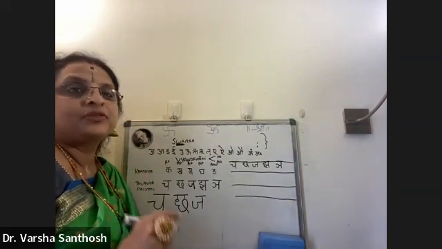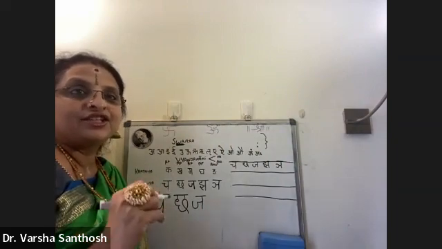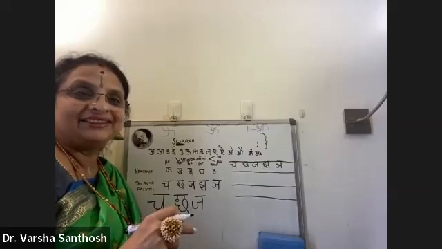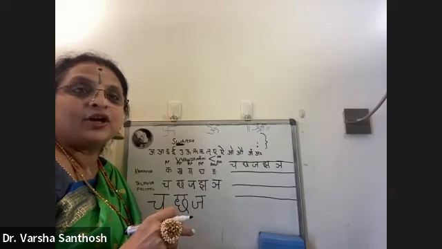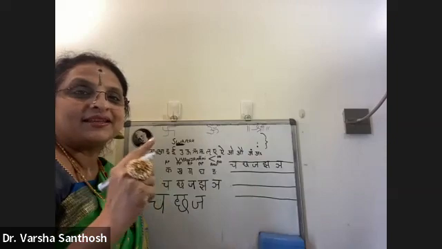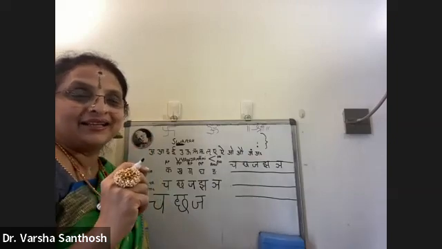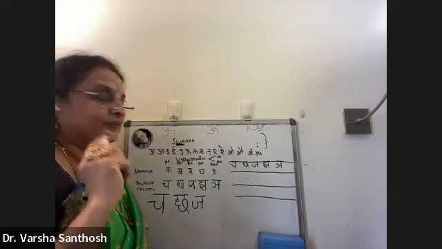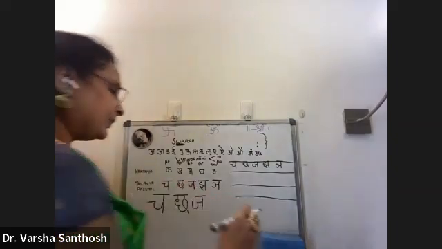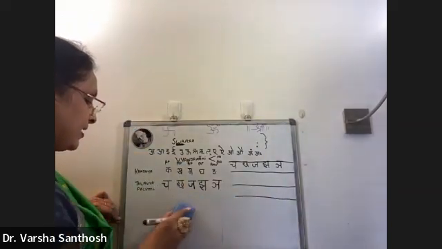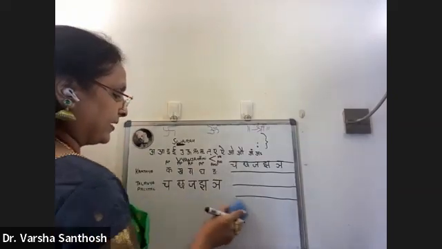So cha, chha, ja, jha, nya. And it's not near. Tongue is not coming to the teeth. So there is a difference. Nya. And the nose is used, and the base of the tongue is used. Nya. Okay. So now we have completed this varga called talavya varga.